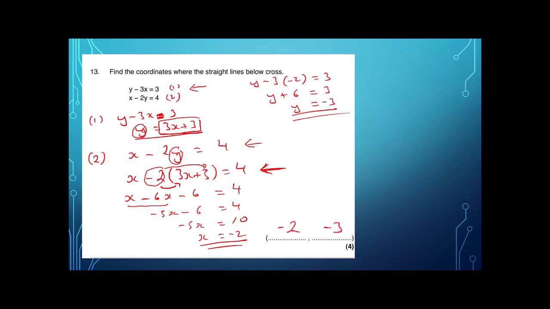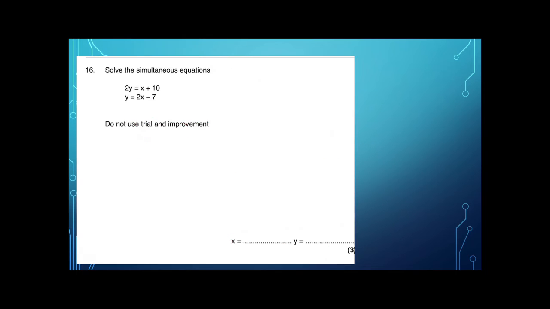So I'm just going to check to see if that's correct in this equation here. So it's x minus 2y is equal to 4. So x is negative 2 minus 2 times negative 3. Does that equal 4? So that's negative 2, add 6, and it does equal 4. So I'm correct. This is the value of x, and this is the value of y, and that is a coordinate pair. And if you were to draw them, they would meet at the point negative 2, negative 3.